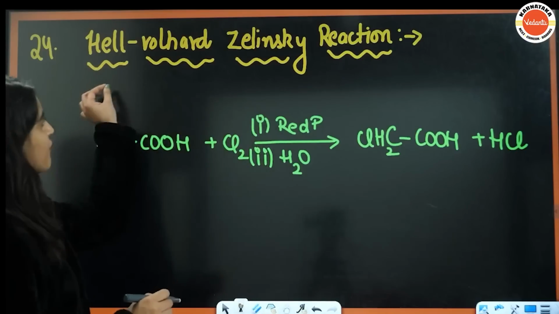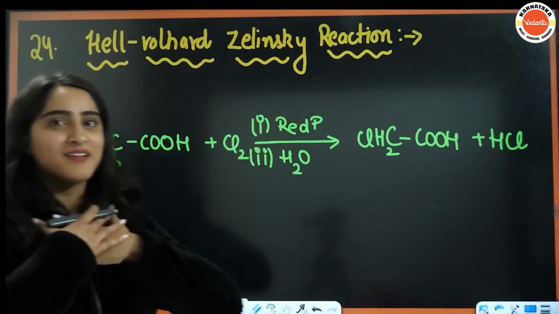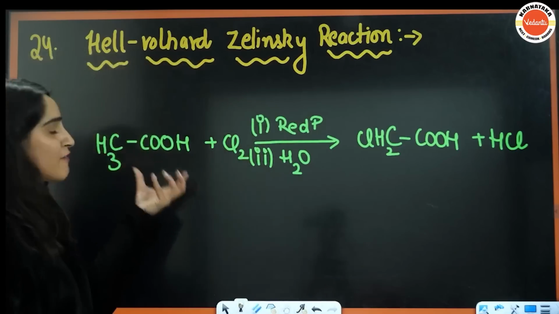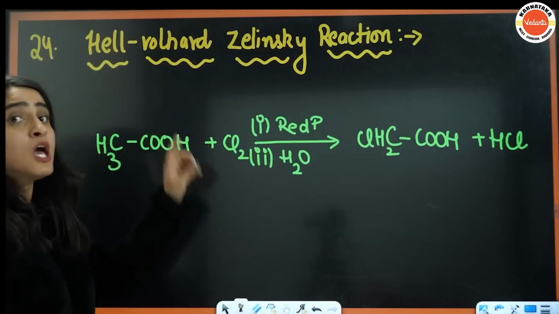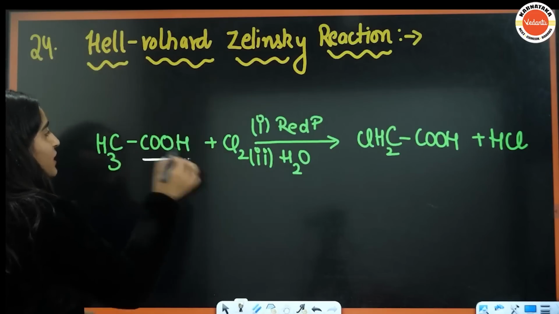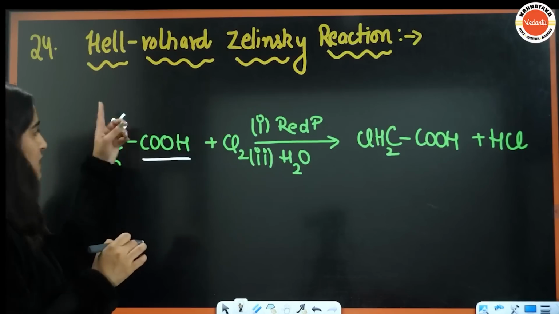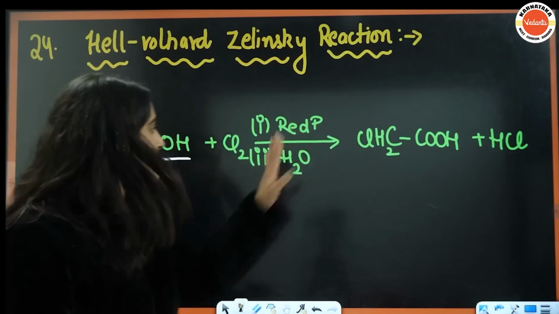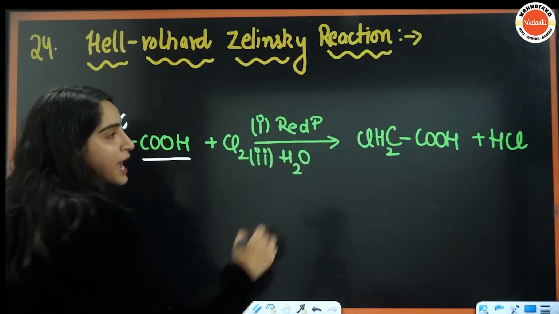So guys, now we have Hell-Volhard-Zelinsky reaction. Oh my god, this is so scary. This is simply named as HVZ reaction. Here also we have carboxylic acid. Do not confuse this with Borodin-Hunsdiecker reaction. So here we have CH3COOH, and this alpha carbon, this is the alpha hydrogen. This alpha hydrogen will be replaced by chlorine in presence of chlorine and red phosphorus and water.